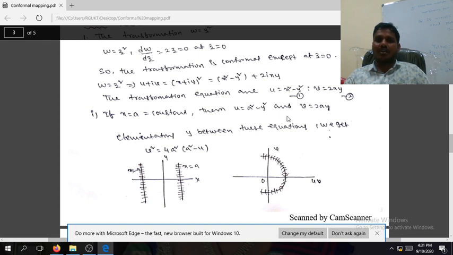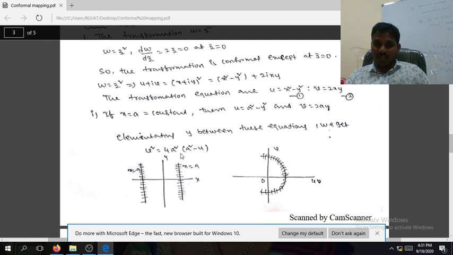You can eliminate y from these two equations. Squaring both sides, v² = 4a²y². Substitute y² = a² − u in this equation, and you will get v² = 4a²(a² − u). So it represents a parabola.